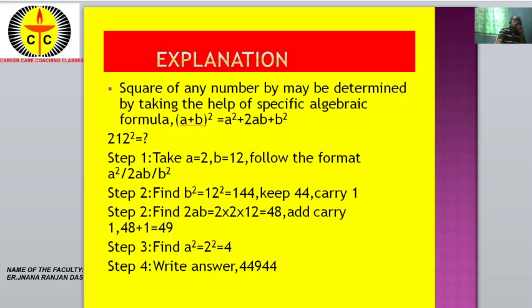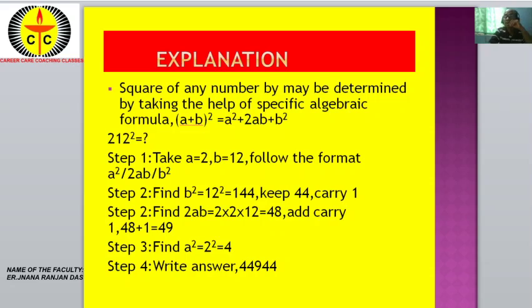Suppose the number is 212. We apply the method here to find the square, and we pair the digits from the right hand side. We take a is equal to 2 and b is equal to 12. Follow the format a square slash 2ab slash b square.